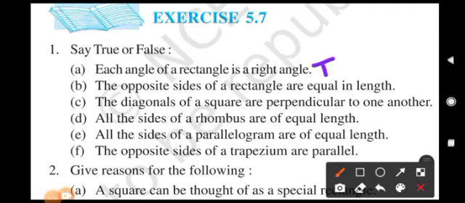Now next, B: the opposite sides of a rectangle are equal in length. So this will also be true. Always the opposite sides of a rectangle are equal.